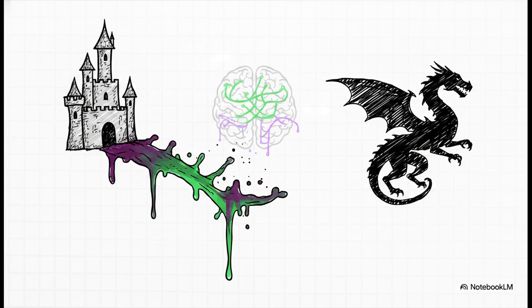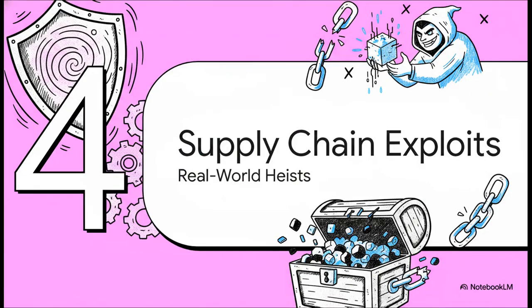Now, I should mention, the sources note that some critics call this snake oil, arguing that companies can bypass it with custom fine-tuning. But honestly, regardless of that debate, this bleed-through effect remains a totally fascinating roadblock against unauthorized data scraping. Moving on to Section 4, Supply Chain Cyber Exploits.